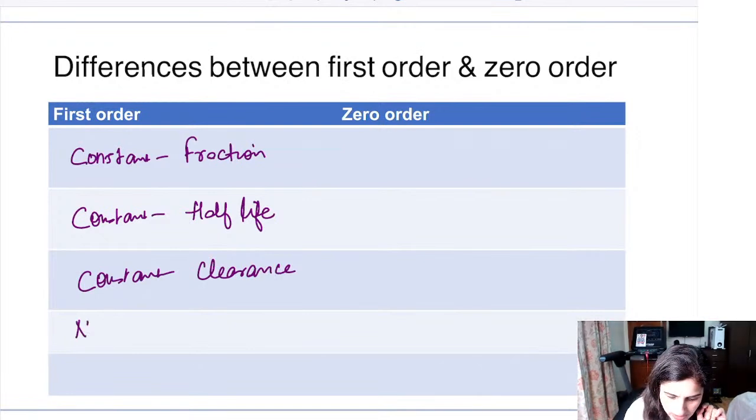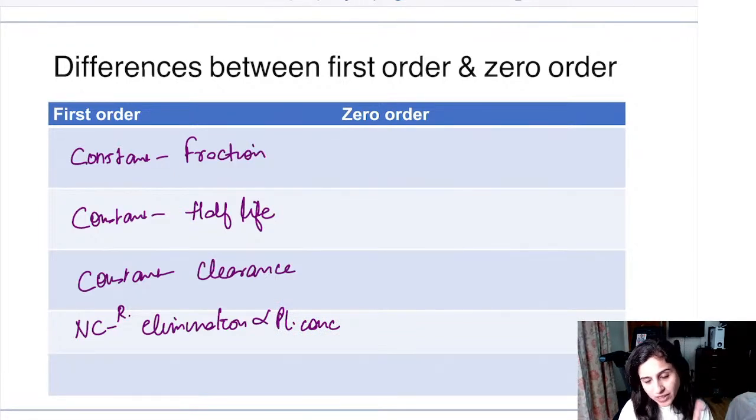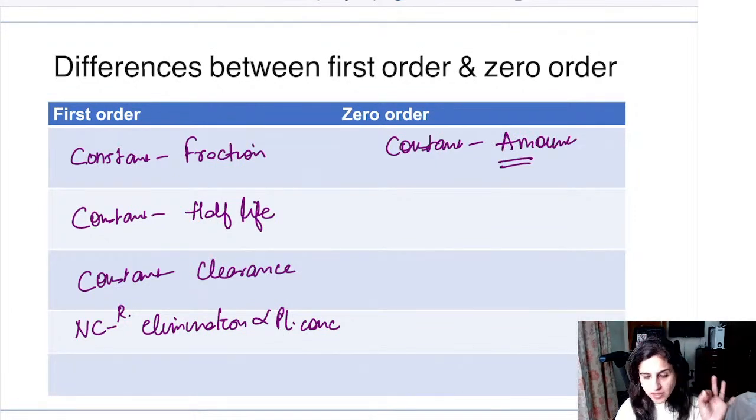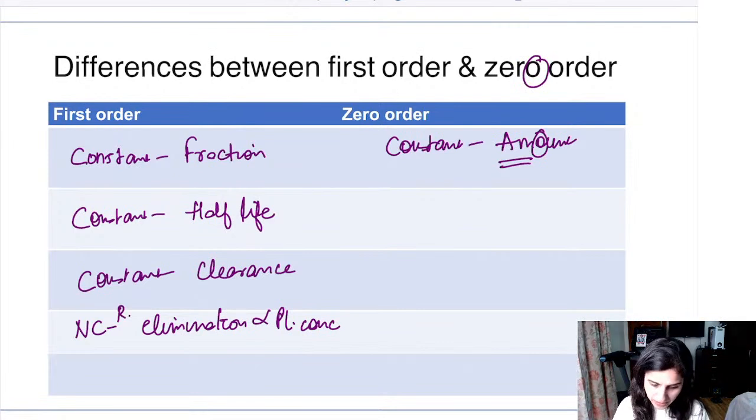And what is not constant is the rate of elimination. Rate of elimination is directly proportional to the plasma concentration. So there are three constants and one is not constant. And the opposite is going to happen in zero order. Okay? So what is constant in this one? It is the amount. Not the fraction but the amount. So fraction is for first order because F is for first. For the zero order it is a constant amount. The O here and the zero here. The constant amount is eliminated.